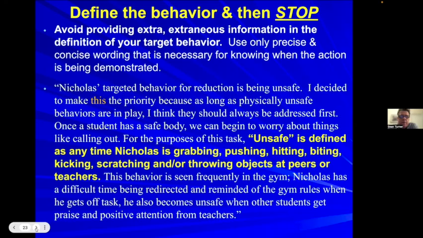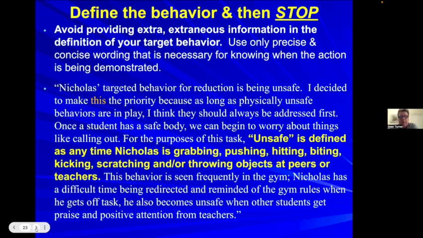Nicholas's target behavior for reduction is being unsafe. To make this a priority, because as long as physically unsafe behaviors are in play, I think they should always be addressed. Once the student has a safe body, we can begin to worry about things like calling out. For the purpose of this task, here we go. Look at what's in yellow.